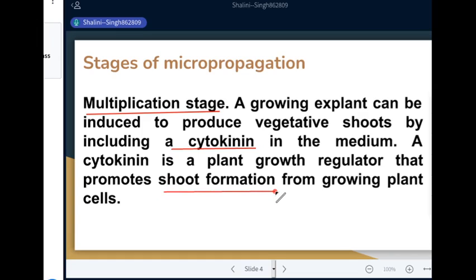For shoot formation, the amount of cytokinin should always be higher if we are using it in combination with auxin. Most commonly used cytokinins in plant tissue culture medium include BAP, that is benzyl aminopurine, kinetin, zeatin, etc. And these are adenine derivatives.